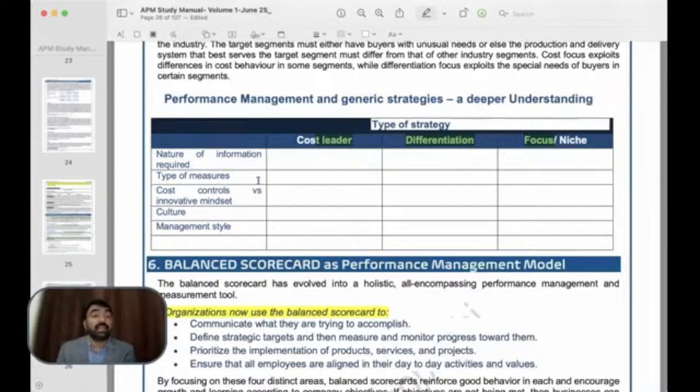Cost controls and innovative mindset, yes, this also makes different demands. Culture is very important. Every strategy requires a different type of culture, so we can't say the same culture would be suitable for all three. There's a famous saying that culture eats strategy for breakfast. So you need to know about this. And then management style will also be different. It will be determined by the strategy of the organization.